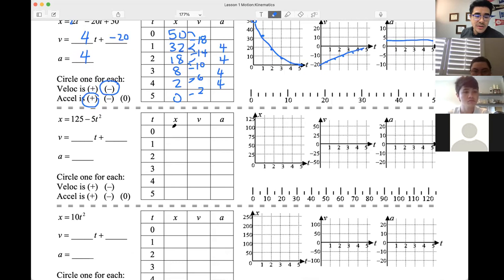Then here, what is 0? So 0 is 0. 125 minus 5 is 105. Plug in 3: 45 is 80. Plug in 4: 16 times 5 is 80, so that's 45. And then plug in 5: 5 times 5 is 25, 125 minus 125 is 0.